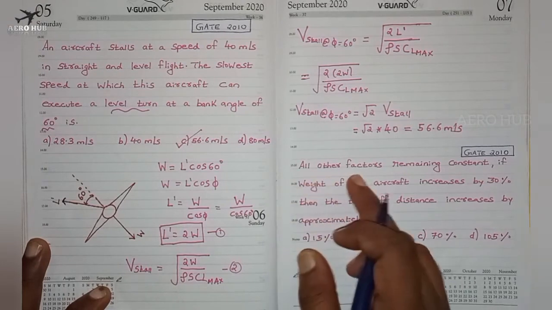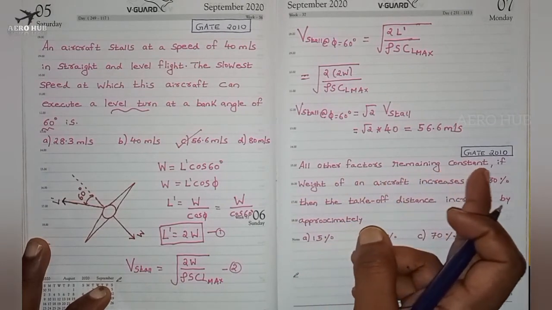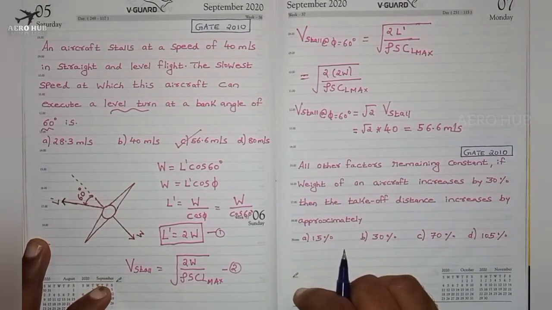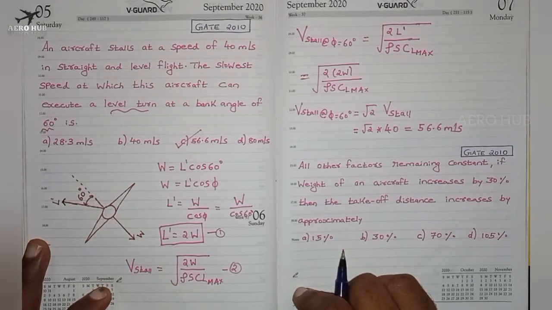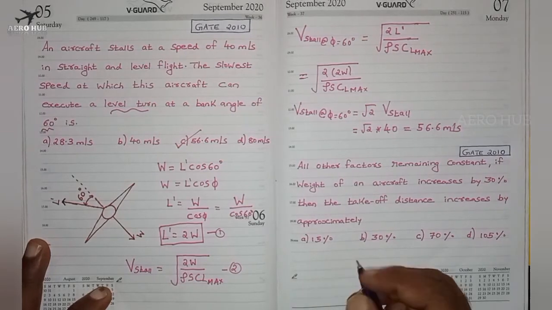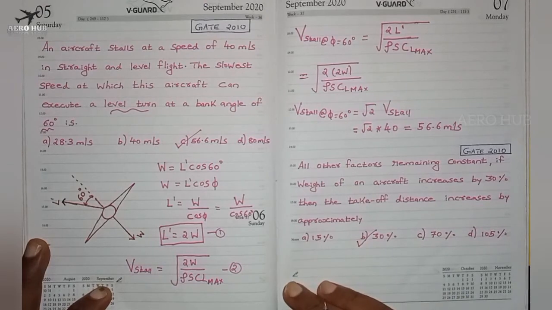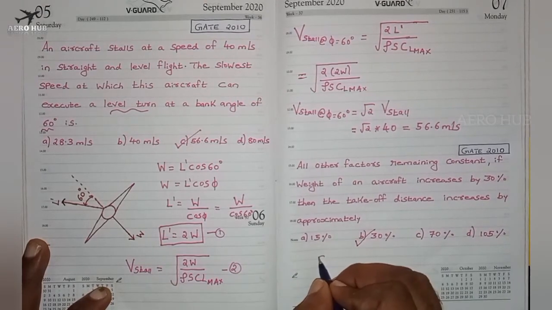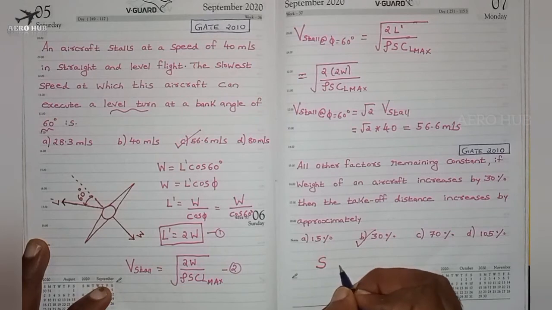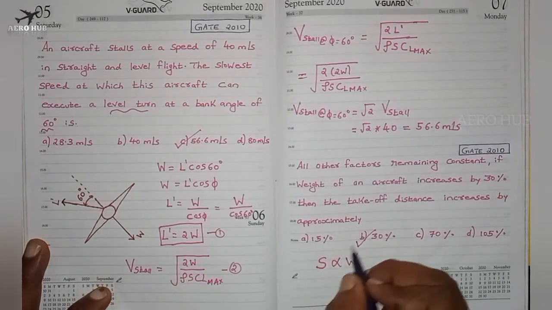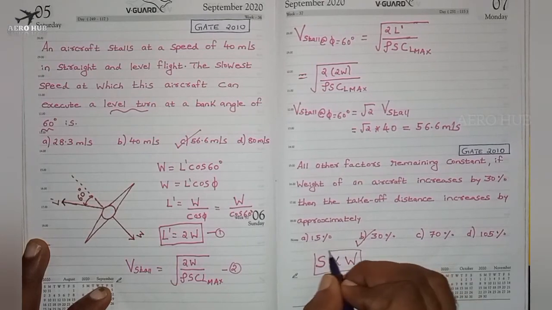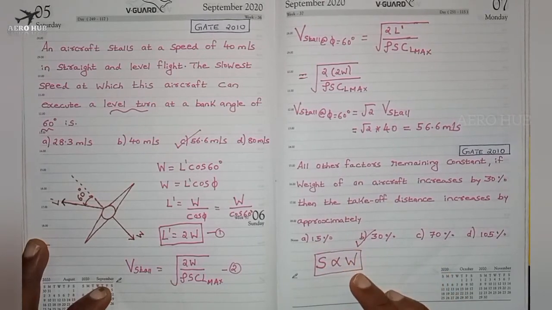Second question: all other factors remaining constant, if the weight of an aircraft increases by 30%, then the takeoff distance increases by approximately 30%. Option B. You have to understand the takeoff distance is always proportional to the weight of the aircraft. That's why the takeoff distance is increased by 30%.